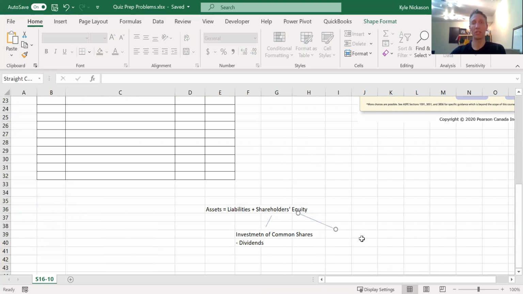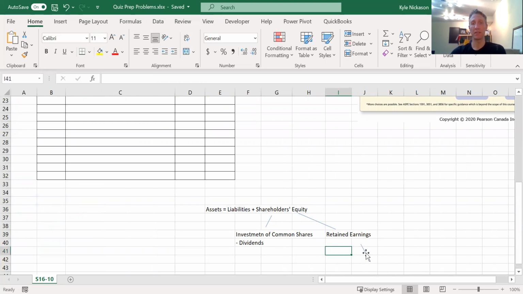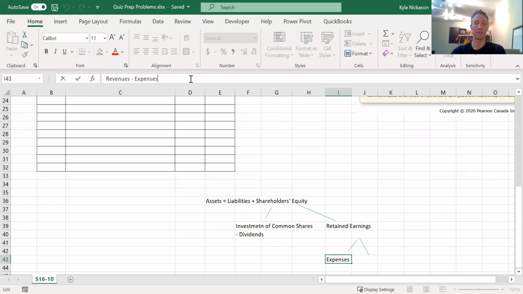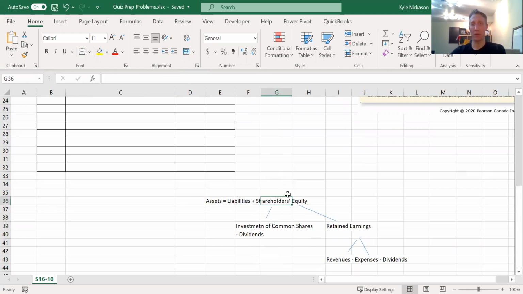And for a corporation, net income accumulates in what is called retained earnings. Now, retained earnings, of course, is accumulated net income minus dividends. So accumulated net income minus dividends means that retained earnings is a function of revenues minus expenses and minus dividends. So when revenues go up, retained earnings go up, shareholders' equity goes up.